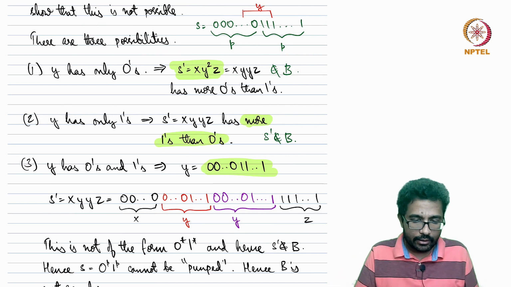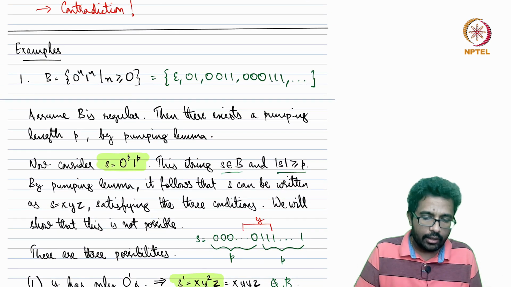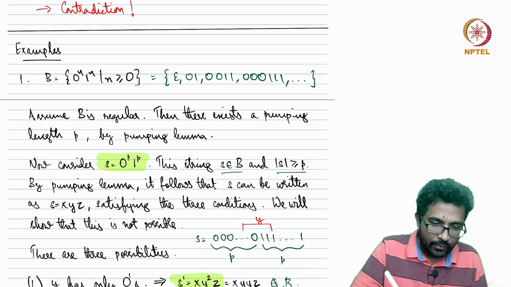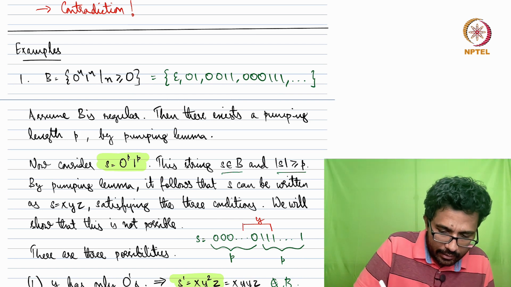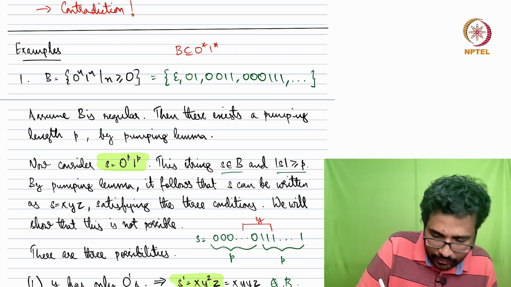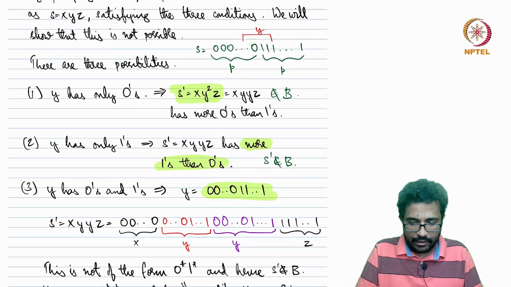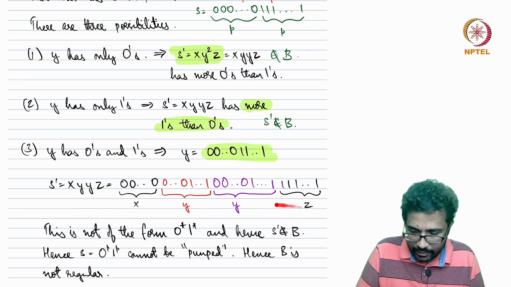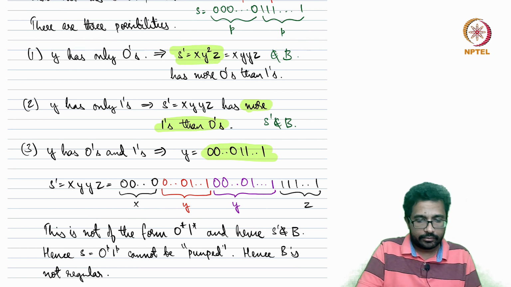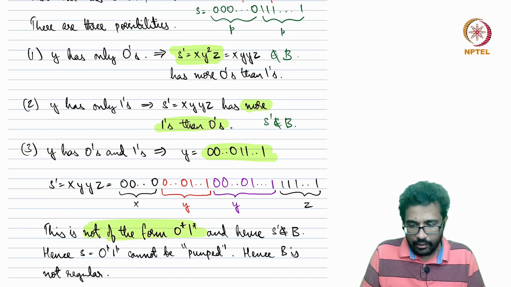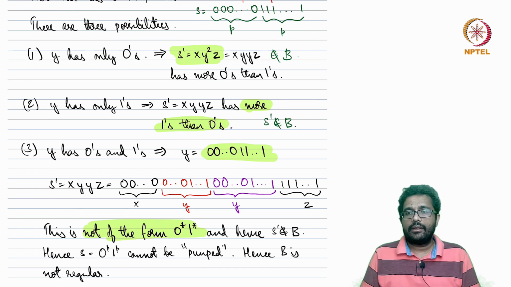So if you look at the language B, it is all some zeros followed by the same number of ones. So in other words, B is a subset of 0 star 1 star, right. But this string here, x, y, y, z, this string over here that I have, this is not of the form 0 star 1 star. Hence this S prime is also not a part of B, right.